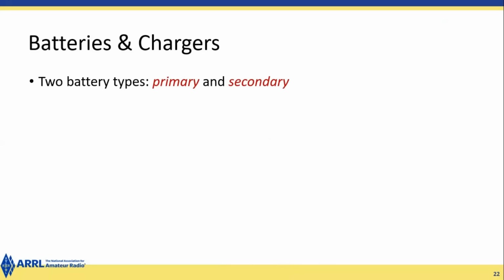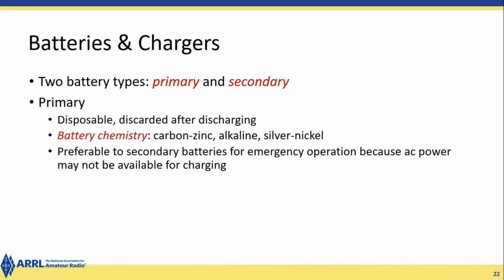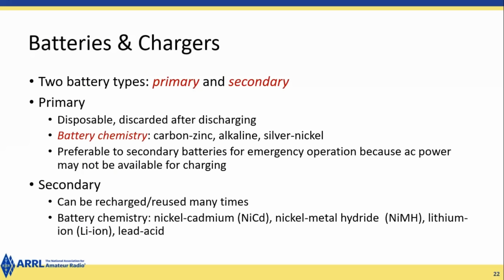Okay, now we're going to talk about batteries and chargers. There are two types of batteries, primary and secondary. Primary are usually disposable, discarded after discharging. Battery chemistry is usually carbon zinc, alkaline, or silver, preferable to secondary batteries for emergency operation because AC power may not be available for charging. Secondary batteries can be recharged and reused many times. Battery chemistries include nickel cadmium, nickel metal hydride, lithium ion, and lead acid.